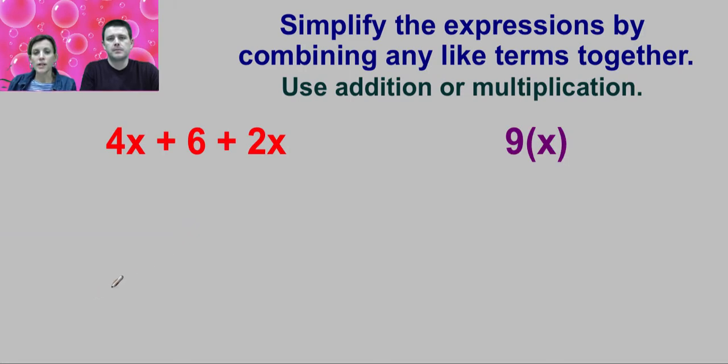All right, the directions are simplify the expressions by combining any like terms together. You're going to be working with addition or multiplication. So here we go. We've got a 4x plus a 6 plus a 2x. We have to identify our like terms.